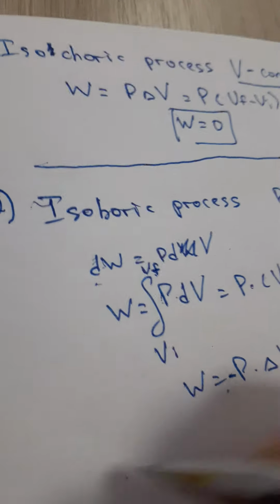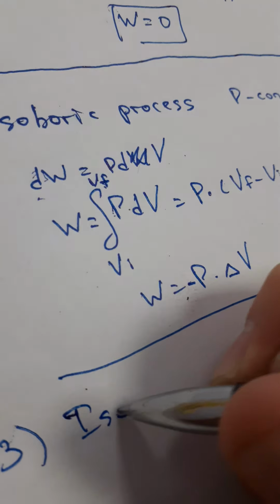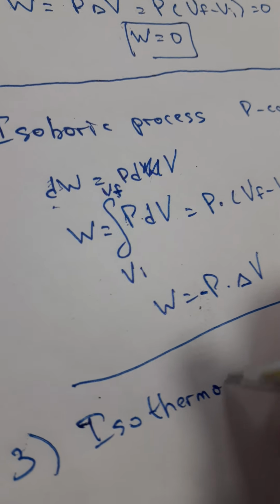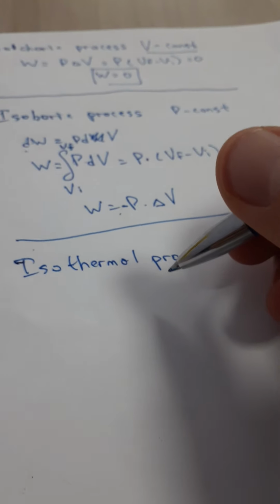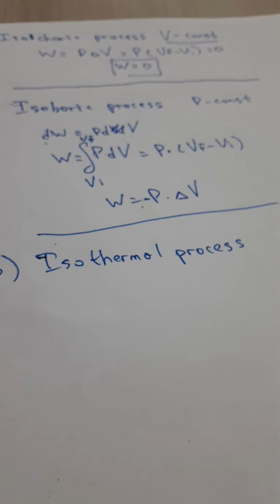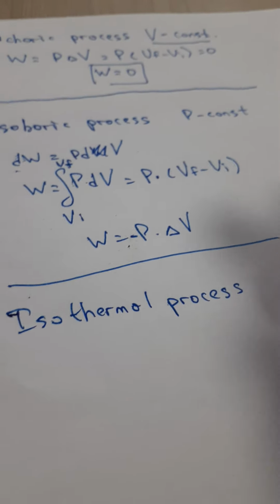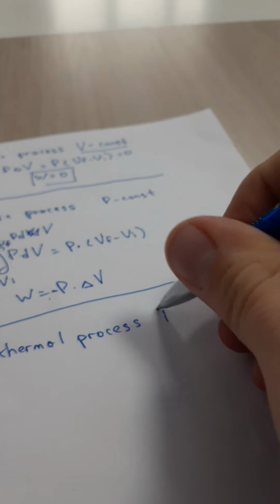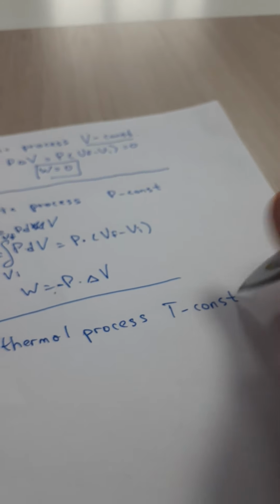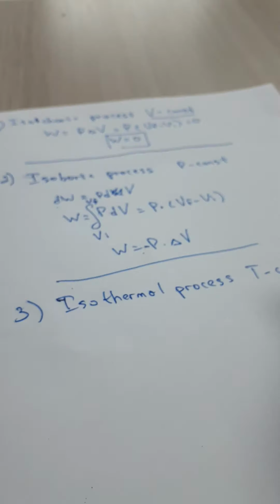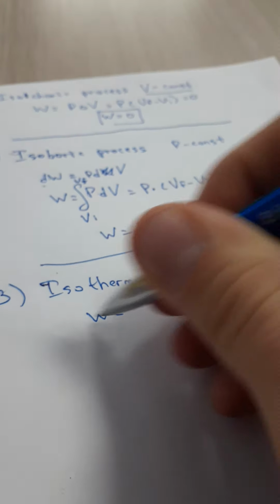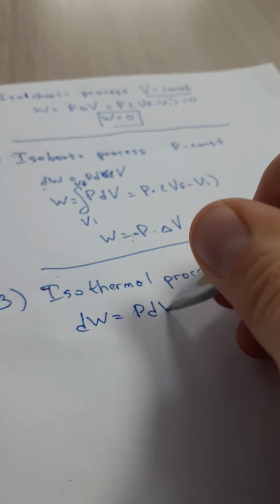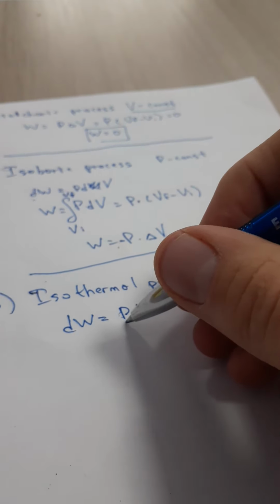So the third is the isothermal process. In an isothermal process, we know that the temperature is constant, and the work is equal to the integral of P dV. But here P will change and V will change.